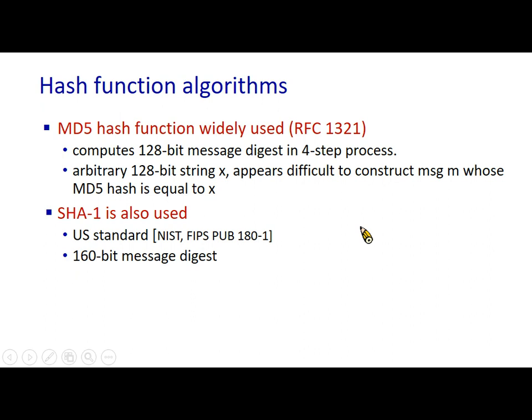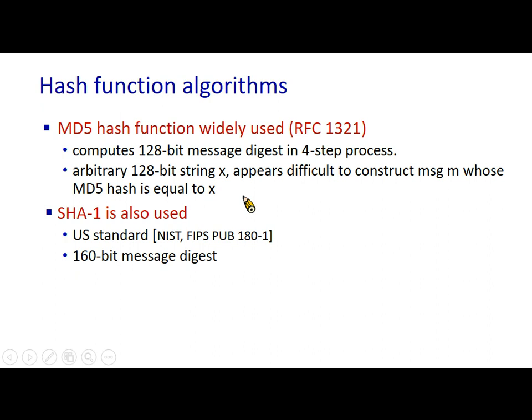A hash function algorithm in actual use is the MD5 hash function, defined in RFC 1321. It computes a 128-bit message digest in a 4-step process. Given an arbitrary 128-bit string X, it appears difficult to construct a message M whose MD5 hash equals X. Actually, SHA-1 is also used.